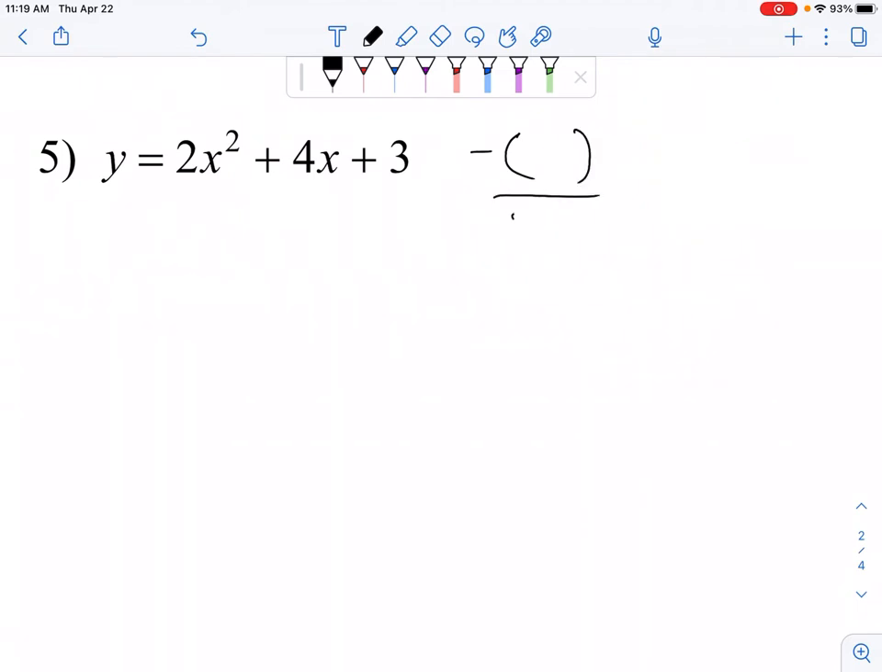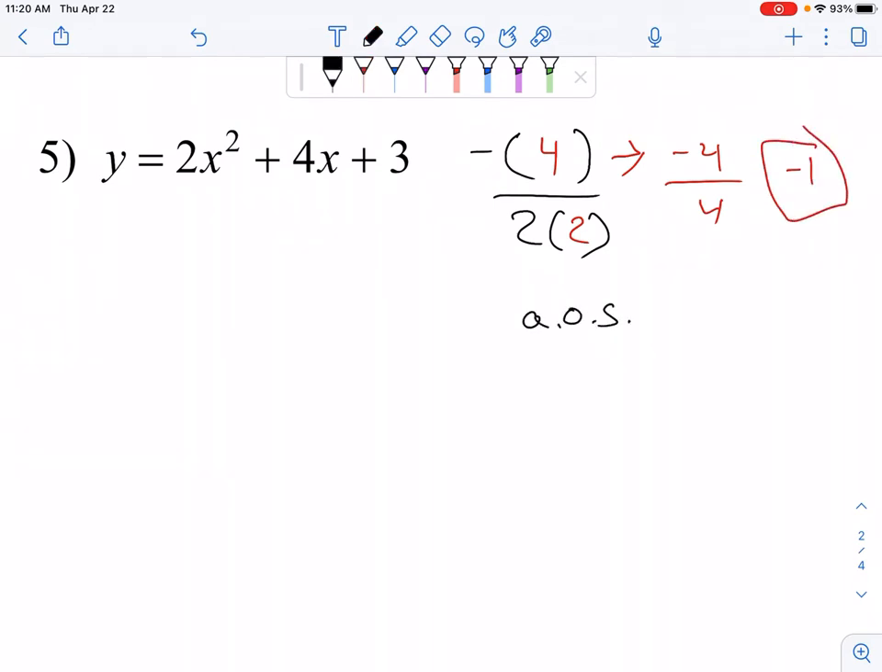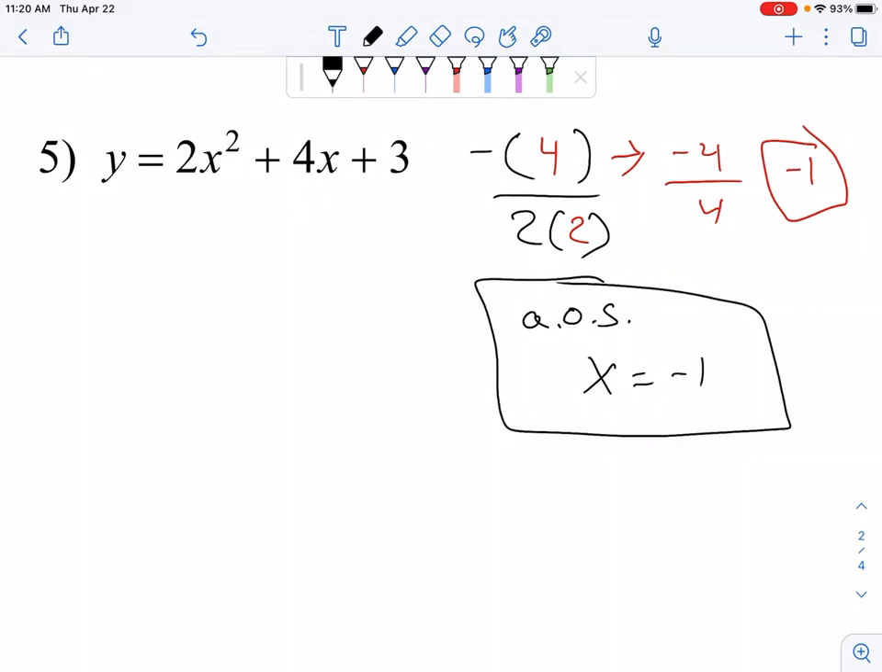Negative b over 2 times a. My b is 4, my a is 2 now. So this is going to make negative 4 over 4, which reduces to negative 1. So my axis of symmetry, x equals negative 1. I'm going to replace x in my equation with a negative 1 and evaluate.